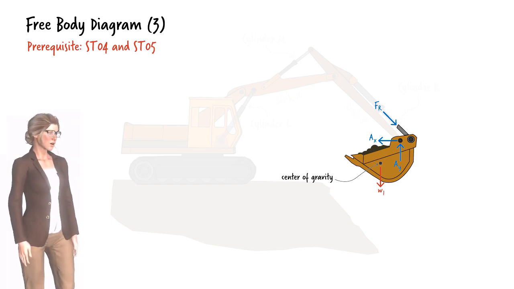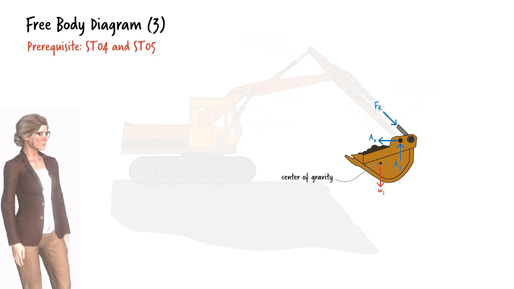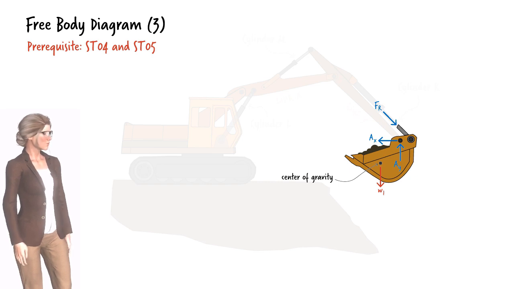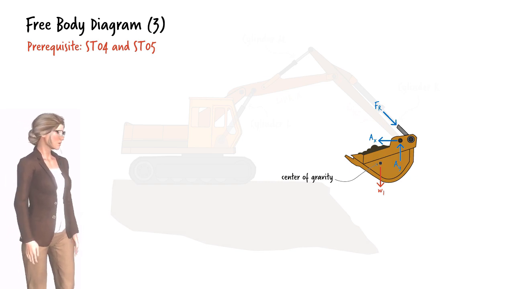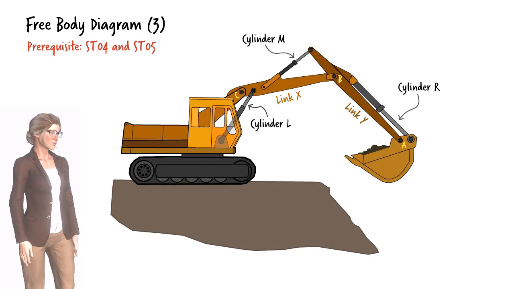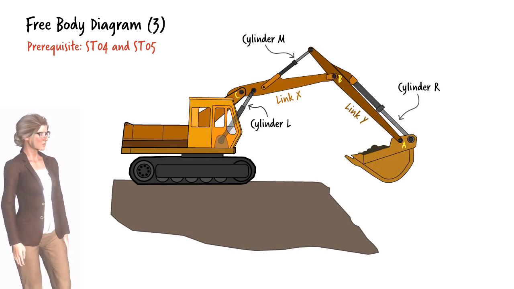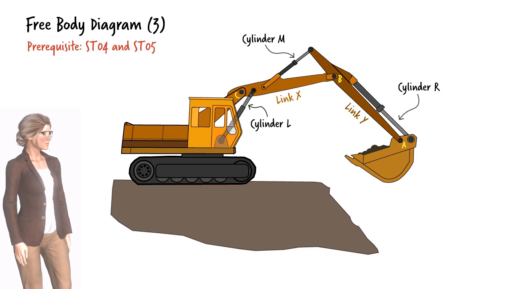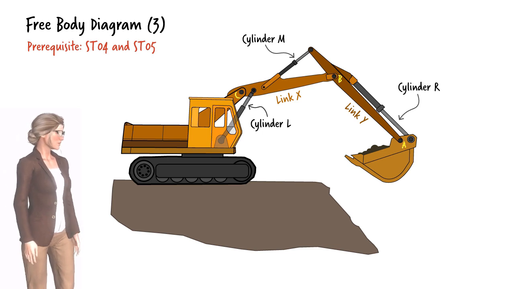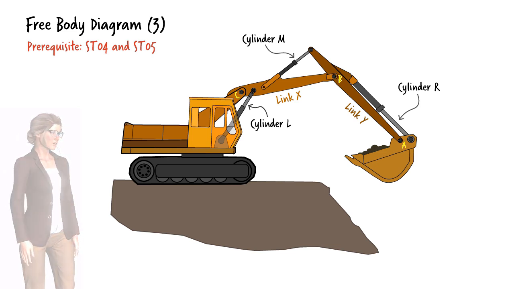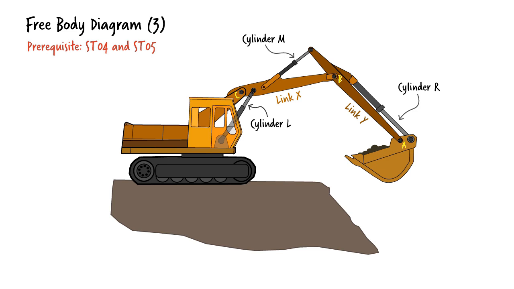If we know the relevant distances, we can easily compute the force in the cylinder by writing and solving the equilibrium equations. We'll come back to this step a bit later. For now, let's keep our focus on the process of drawing free body diagrams. How do we determine the force in cylinder M?